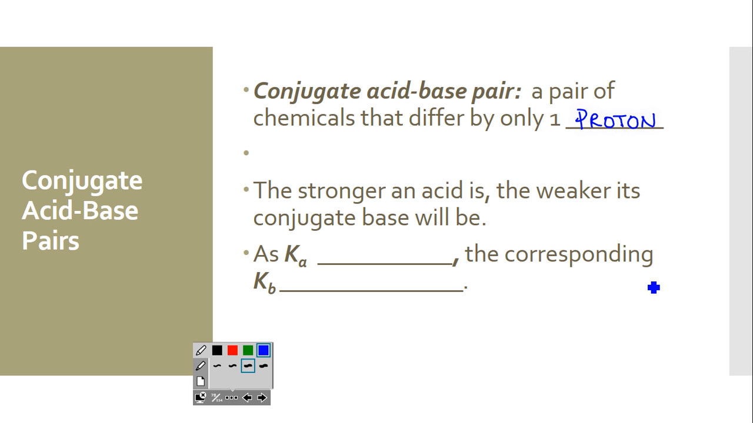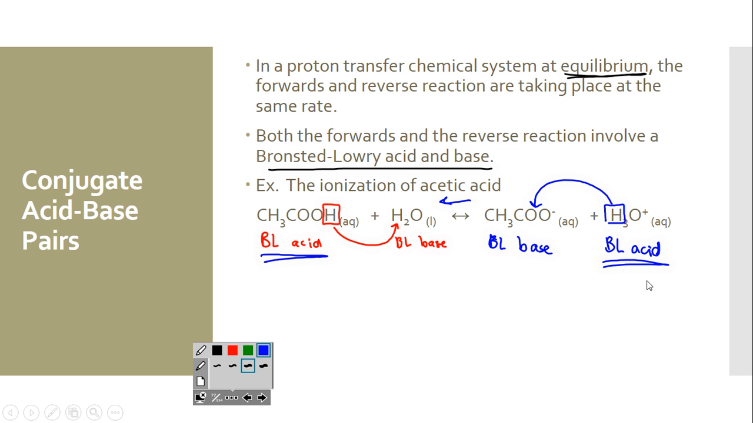So, going back to my example, a conjugate acid-base pair would be something like this. Acetic acid and the acetate ion, they are the same except for one proton. That is the only thing that really should guide your decision on what a conjugate pair is.